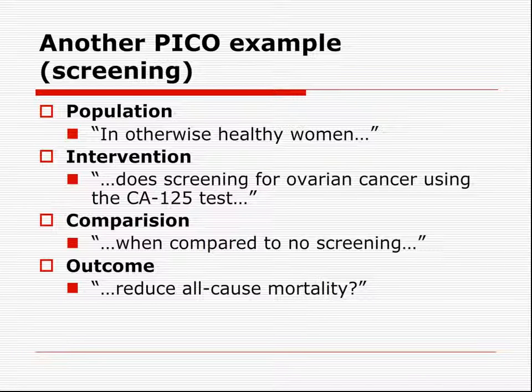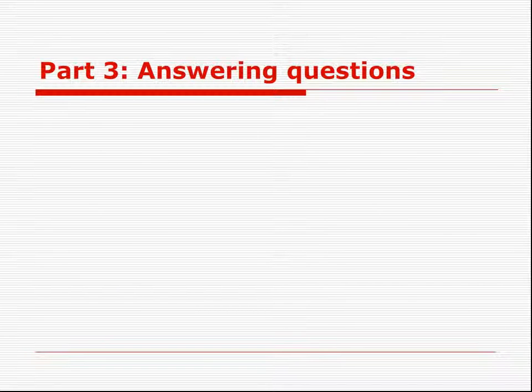Here's a question using the PICO example for screening. It doesn't have to just be treatment. We can use this same format for screening or diagnostic questions. In that case, the screening test or the diagnostic test is the intervention. So for example, population might be otherwise healthy women. Does screening for ovarian cancer using CA-125, where that's the intervention, compared to no screening, which would be the comparison, reduce all-cause mortality? That's a good PICO example for screening.